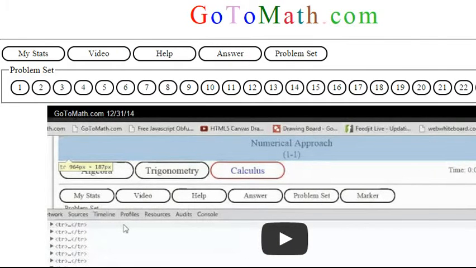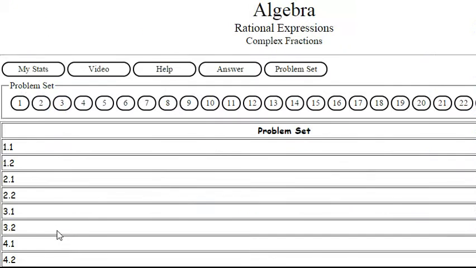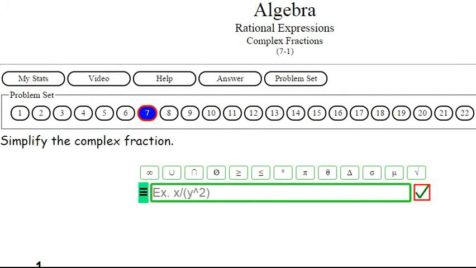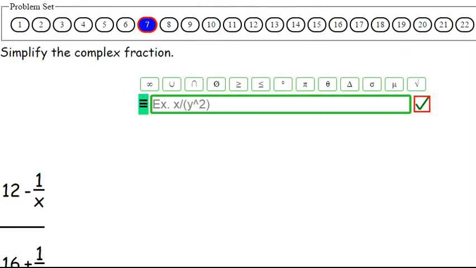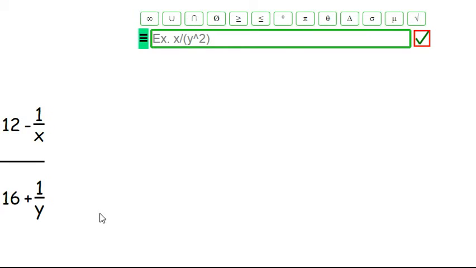Okay, we're at gotomath.com. Click on Algebra. Let's go down to complex fractions. And we are at 7.1, it looks like. Things are getting crazy down there. 12 minus 1 over x and 16 plus 1 over y.